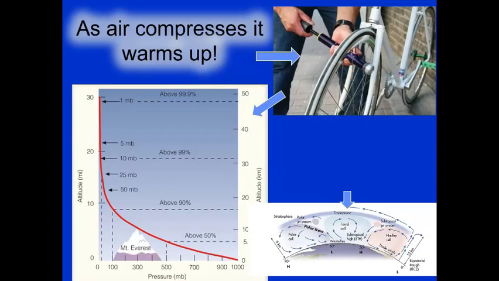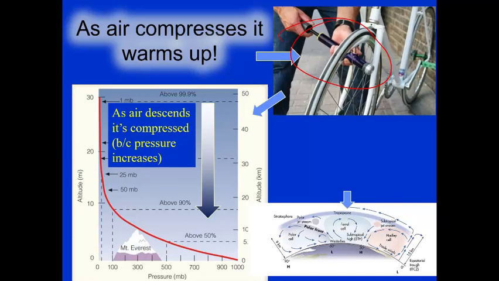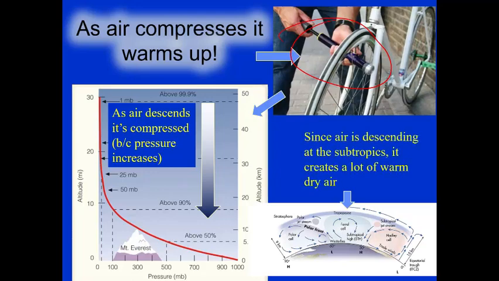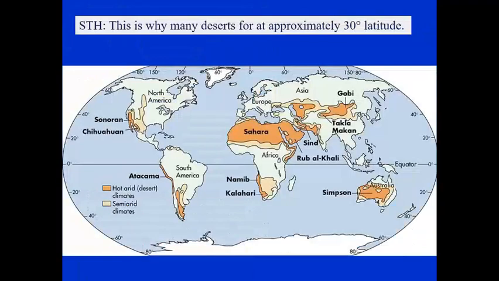So if you've ever used one of these hand bicycle pumps, if you are doing it really hard, you'll notice it gets pretty hot. And it's the same reason, right? Whenever you compress air, air is going to heat up. And that's actually what happens here. As air descends, it compresses, pressure increases, and that causes it to heat up. Okay, so this brings a lot of hot, dry air to this area.